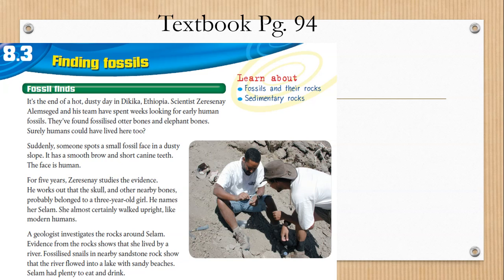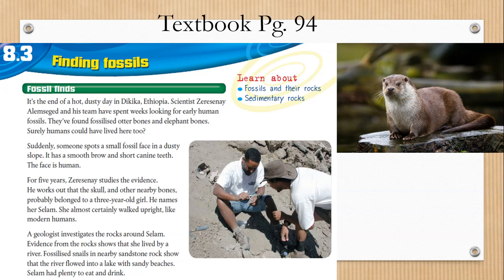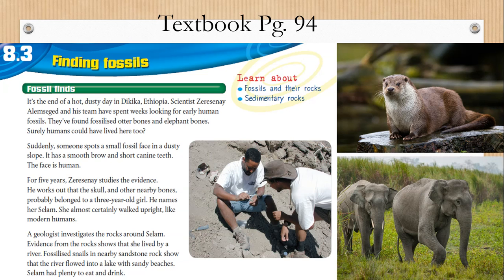Have you heard about otter? Otter is a fish-eating mammal with an elongated body. This is a picture of an otter. I believe all of you know about elephant. And this is its picture. Surely humans could have lived here too.